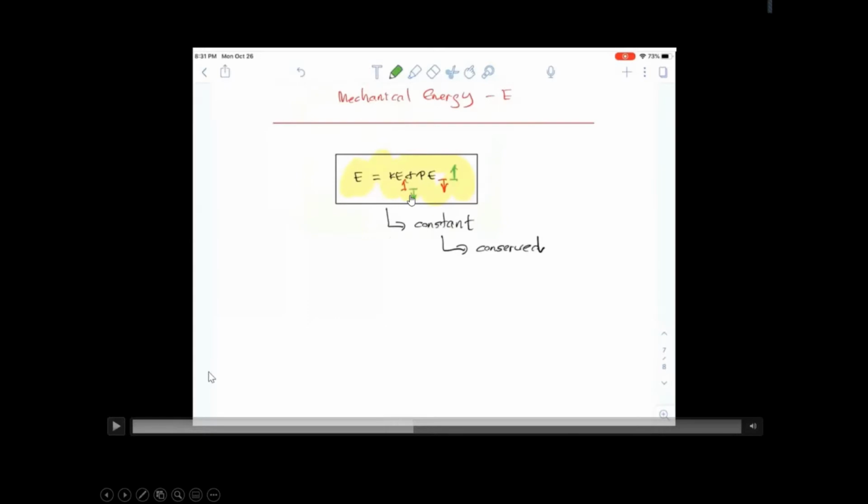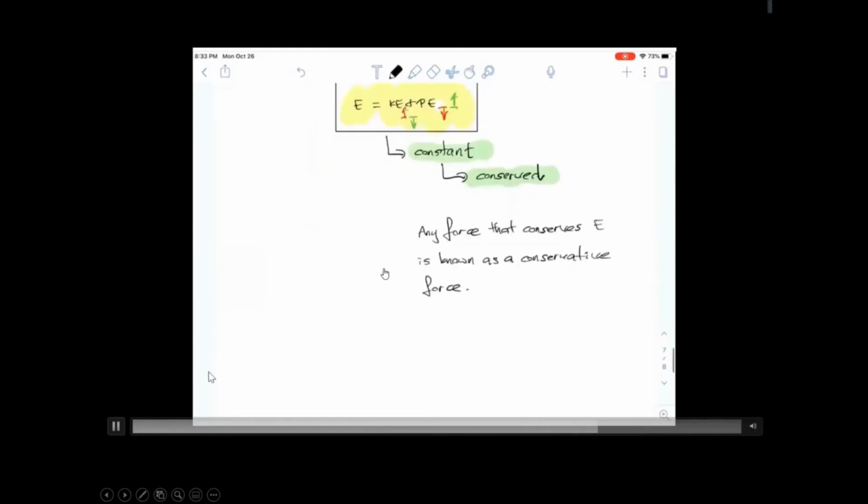When you throw a ball in the opposite direction against gravity, it starts to slow down as it gains height. So its kinetic energy gets converted into potential energy as its mechanical energy remains constant. This is known as the conservation of mechanical energy. Mechanical energy will remain constant provided that the force responsible for the motion is a conservative force. So any force that conserves mechanical energy is known as a conservative force. A prime example is gravity.